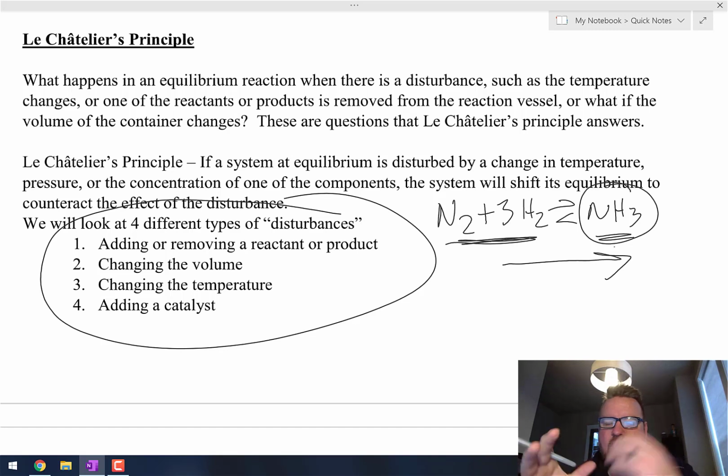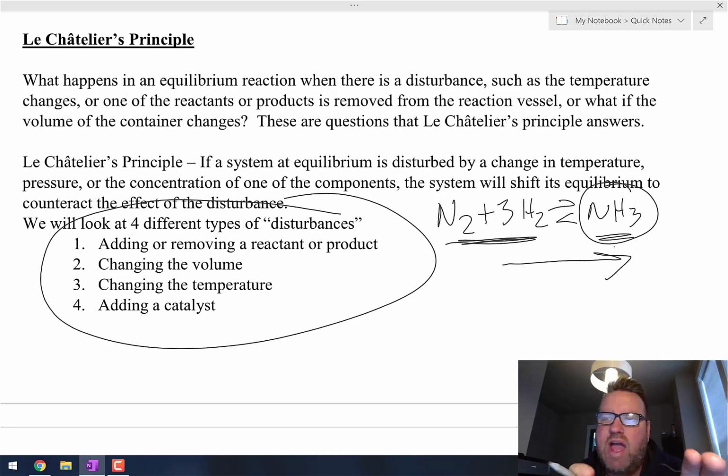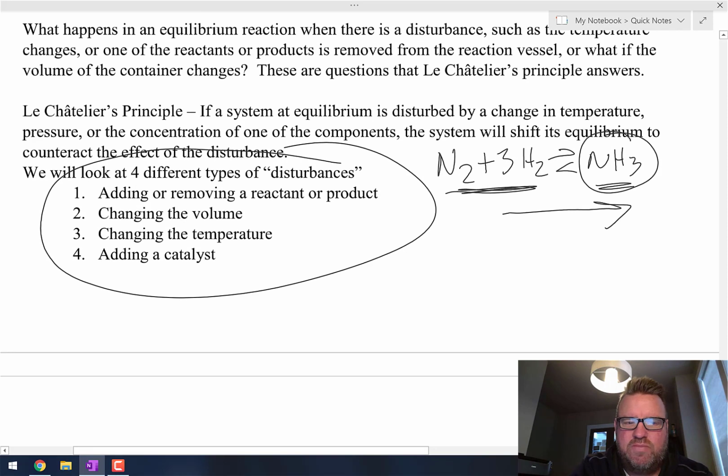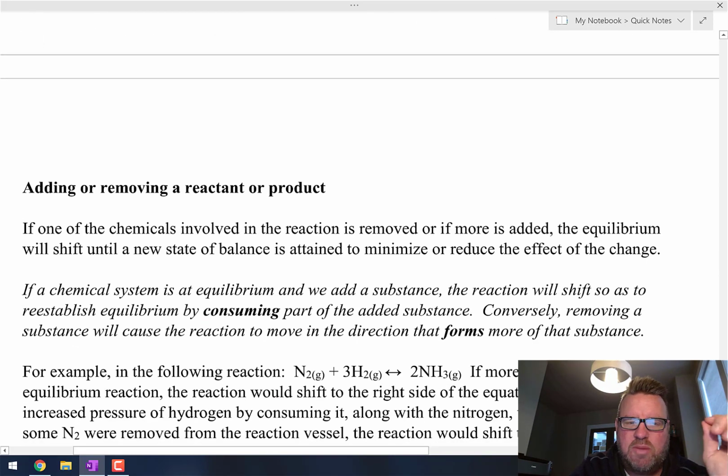And so a lot of times we can cause these disturbances to happen because we're trying to cause the reaction to shift in one direction or the other. So again, some of the ways you can do that: number 1, you can add or remove a reactant or a product. Number 2, you can change the volume. Number 3, you can change the temperature. And number 4, you can add a catalyst. So let's talk about that first one.